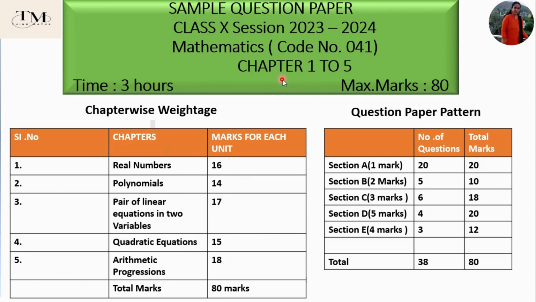So this sample question paper is for chapters 1 to 5. Section A has 20 questions, 20 marks. Section B, 5 questions, 10 marks. Section C, 6 questions, 18 marks. In section D, 4 questions, 20 marks. In section E, 3 questions, 12 marks. In sections B, C and D, you have 2 questions with internal choice, either-or type. In section E, there are 3 parts, and in part 3, which is 2 marks, you have an internal choice. So the total questions are 38 and the total marks is 80.